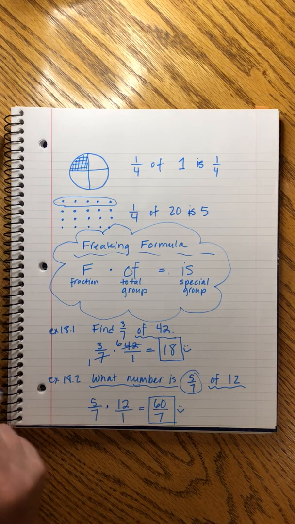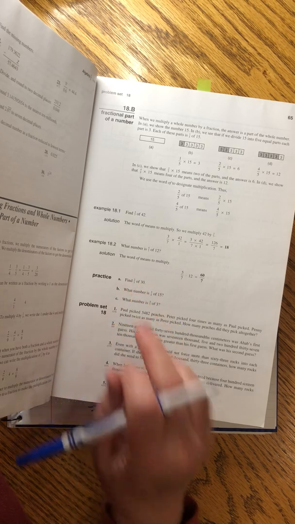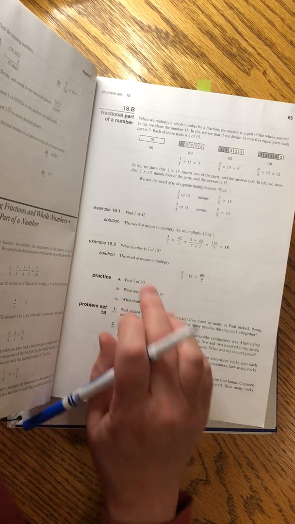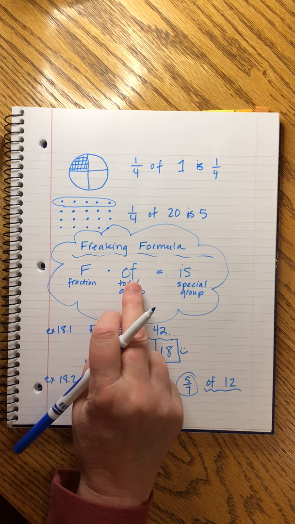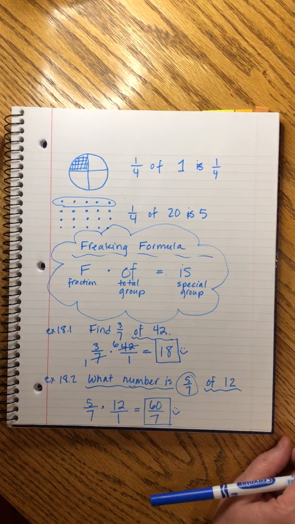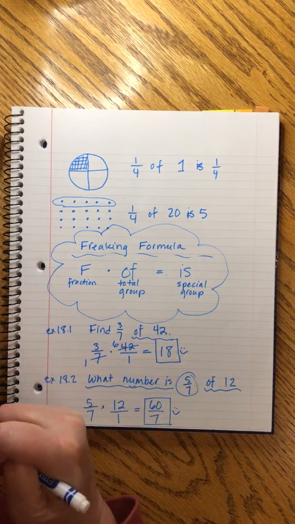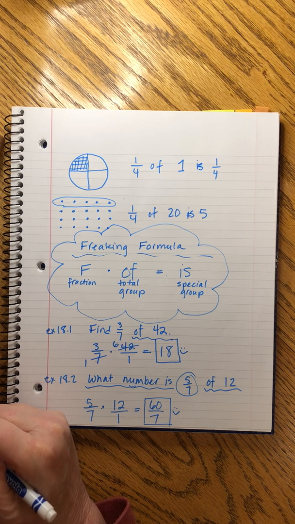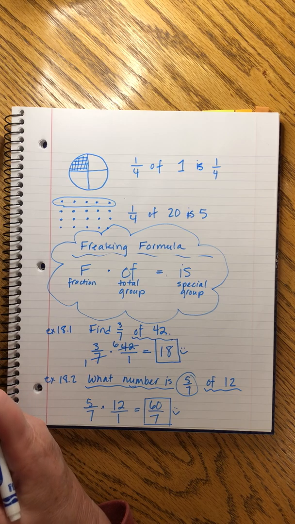All right, so in these problems, we're going to use two different sets of words to explain them. Find 2/3 of 30. What number is? Both of those are two ways of asking you to find the freaking formula. You're being given the fraction and the of number, and you're finding the special group. All right, we're going to be doing this for a while, you guys. So if right now you're just like, what is she even talking about with this freaking formula? Don't worry, we're going to keep doing this and it will make a lot more sense in the end.